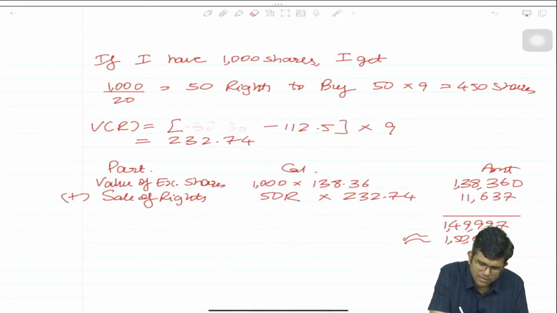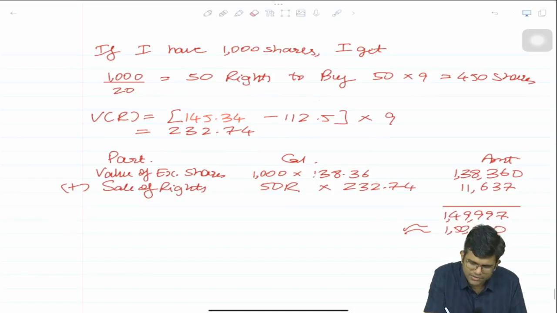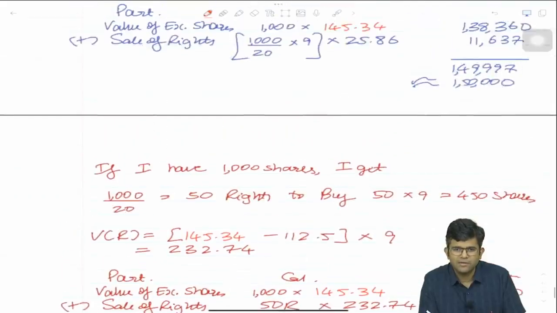I'm writing here 145.34. Where else are you seeing? You are seeing here. I'll write 145.34. Everyone clear? And we will recalculate everything.